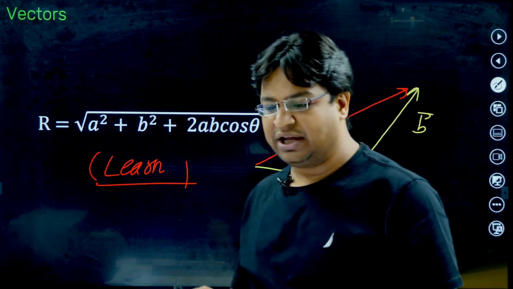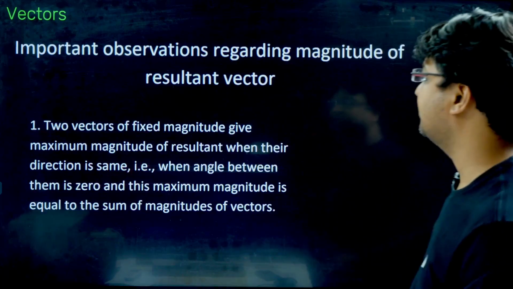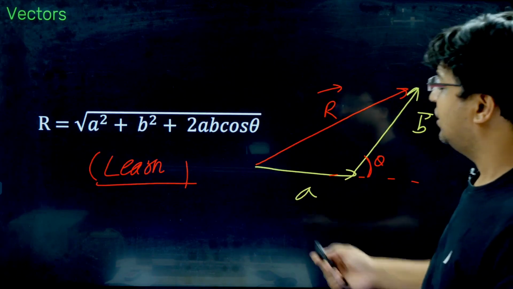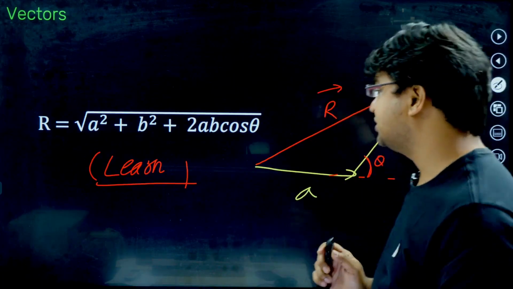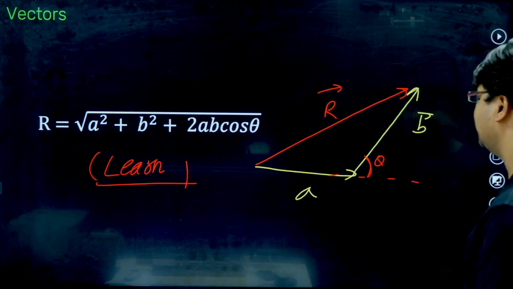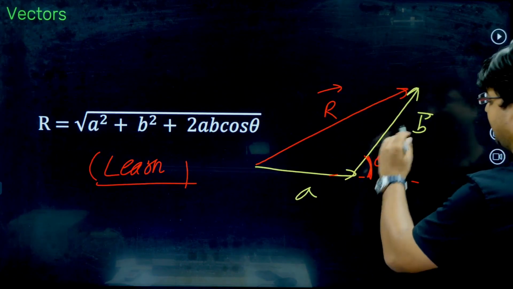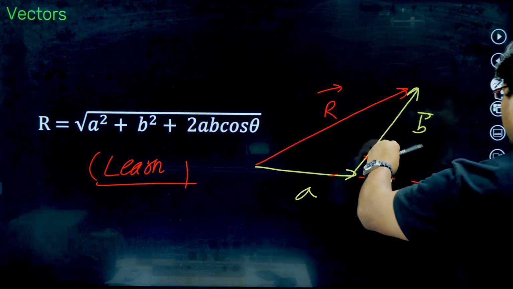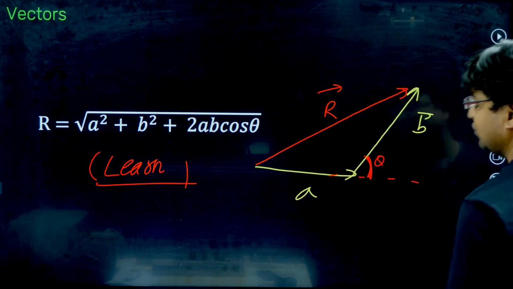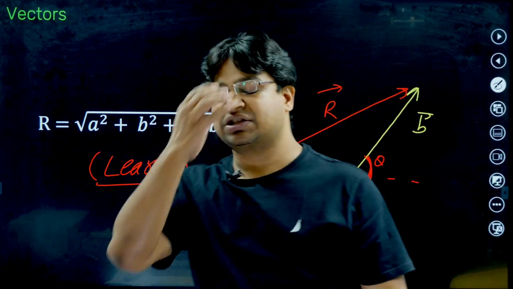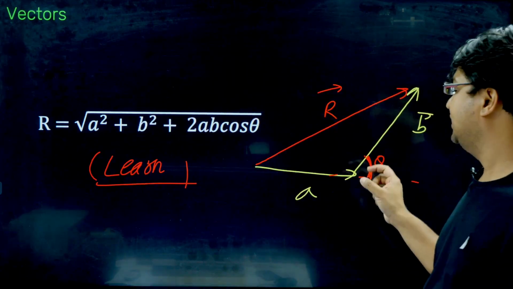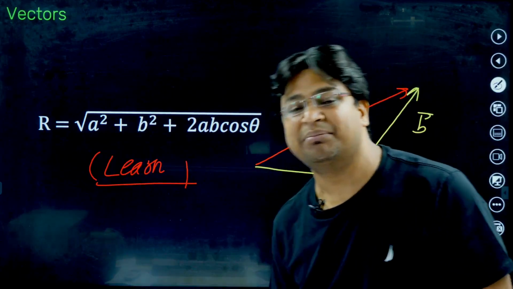Let's try an example on the same. Before we do the example, there's one thing to understand. If I give you the liberty to change theta, if I don't change the length of A and B vector, but I allow you to rotate B vector in whichever way you want, to change the angle between the two vectors, what value of theta will give me the maximum magnitude of r?